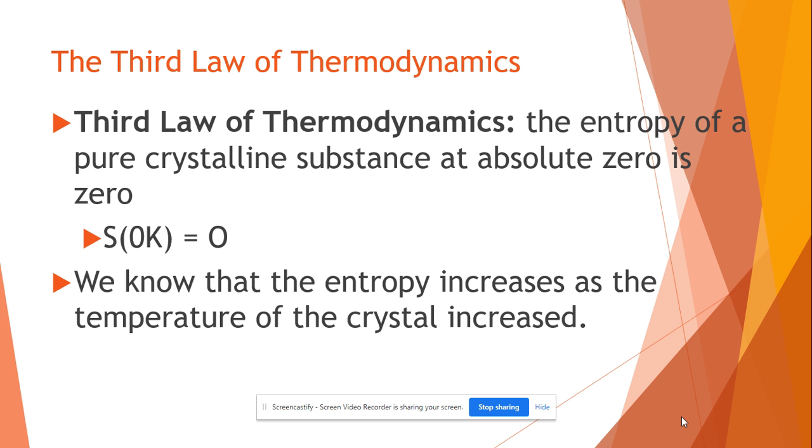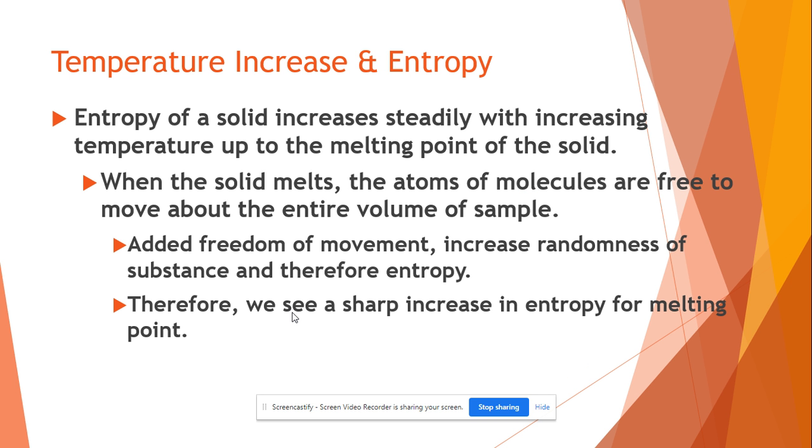So since we're talking about this third law and how we've used it to come up with standard entropy values, let's review what the third law of thermodynamics is. Basically, it states the entropy of a pure crystalline substance at absolute zero, which is 0 Kelvin, is 0. And we know that entropy is going to increase as the temperature is increased.